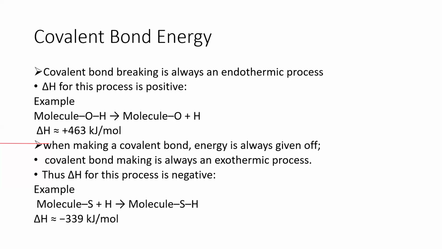All right. So we have the molecule and then the S, sulfur or whatever, plus hydrogen, right? And then they'll just bond together because it's a covalent bond. They have bonded together. That one, the delta H will be negative 339 kilojoules per mole. Because remember, we are saying that covalent bond making is always exothermic.